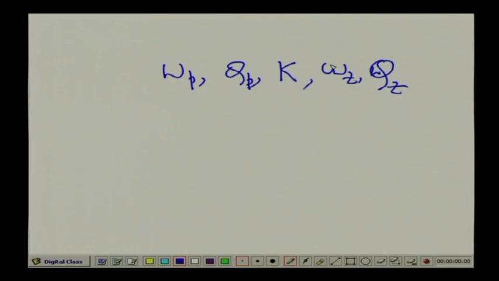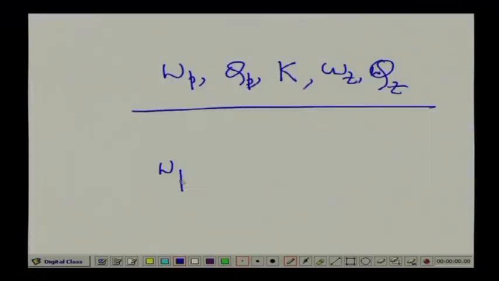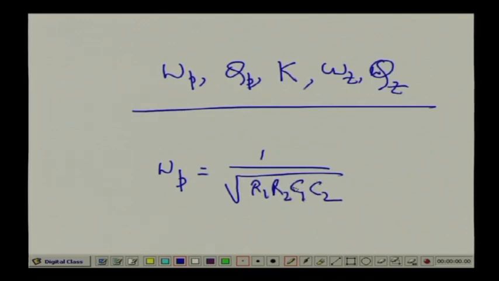Clear? So, these sensitivities you have to find with respect to the passive elements. If a particular passive element is not in the expression of omega p, then obviously the sensitivity will be 0. Look at it: my expression for omega p is 1 upon root over R1 R2 C1 C2, right. So, if I may ask you, what is the sensitivity of omega p with respect to small r 1?